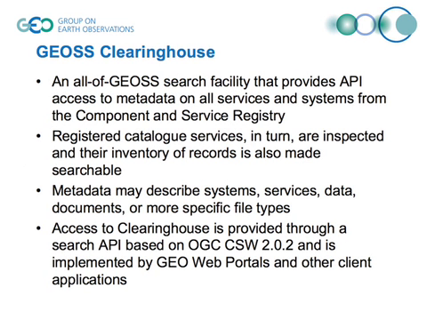The GEOSS Clearinghouse is an all-of-GEOSS search facility. Think of it as a search engine that's tuned for Earth observation data. It provides an API with access to metadata to search metadata on services and systems that are listed in the component and service registry. So the clearinghouse basically has a standard query interface that's used by software in order to search and retrieve or present results. The clearinghouse communicates with the web portal, where the web portal provides a human user interface. The GEOSS clearinghouse provides a software user interface for catalogs. These registered catalog services can be made searchable. Metadata can describe systems, services, data, and documents. And the standard being used for the API for search is the OGC Catalog Services for the Web 2.0.2. This also has to be implemented as a client by the GeoWeb portals.